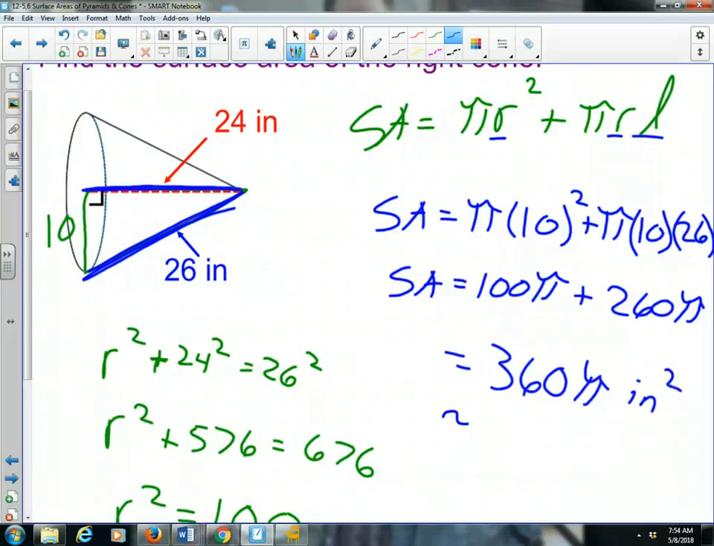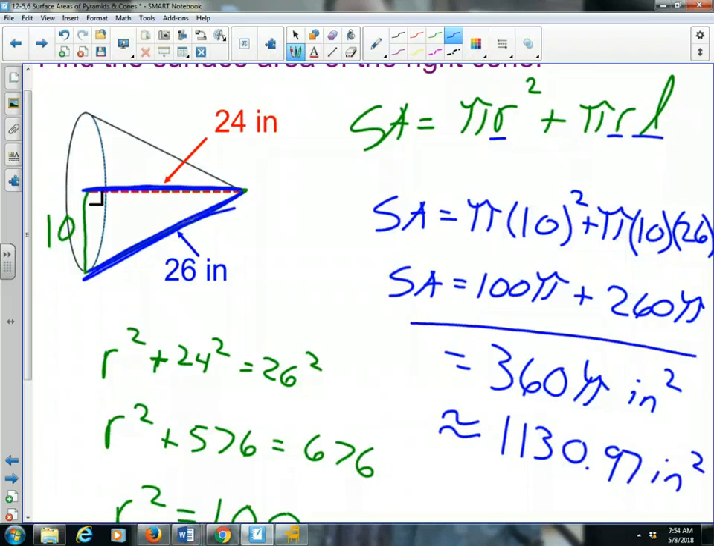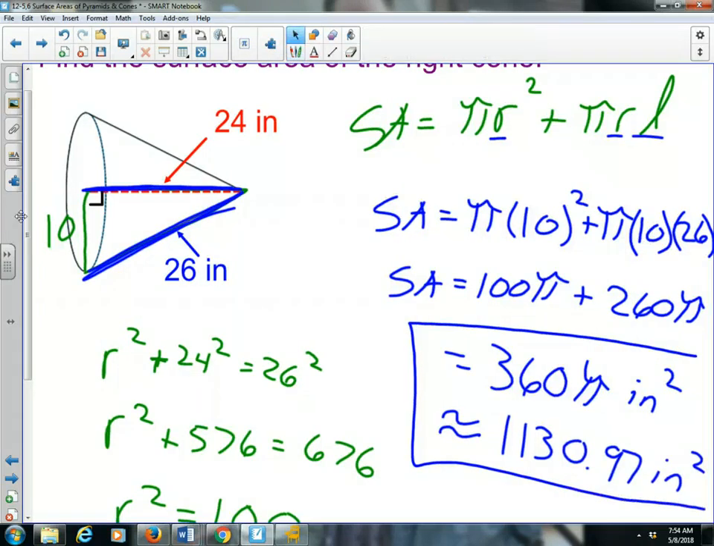If we approximate by multiplying by the pi button, 360 multiplied by pi, we would get approximately 1,130.97 square inches. That concludes our lesson on pyramids and cones for surface area.